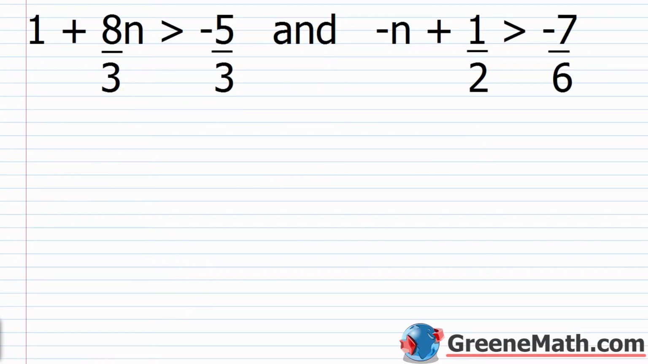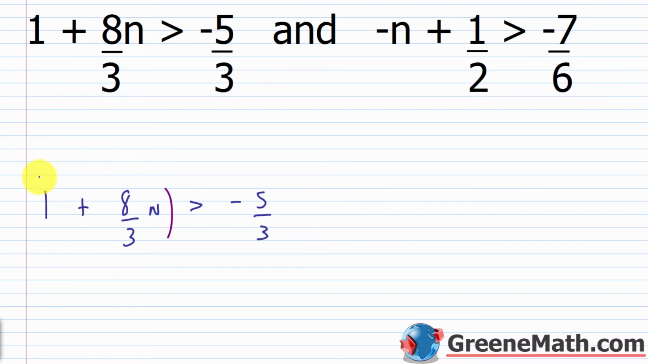All right, for the next one, we're going to work on one with some fractions involved and nothing we're not used to. So what we have here is 1 plus 8/3 n is greater than -5/3, and we have -n plus 1/2 is greater than -7/6. Again, we want to solve each one separately. So I'm going to start out with 1 plus 8/3 n, and this is greater than -5/3. So I want to clear the denominators.